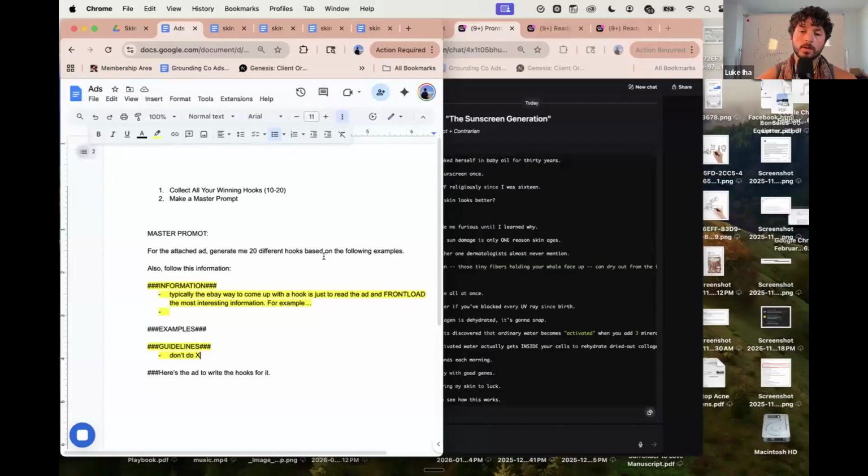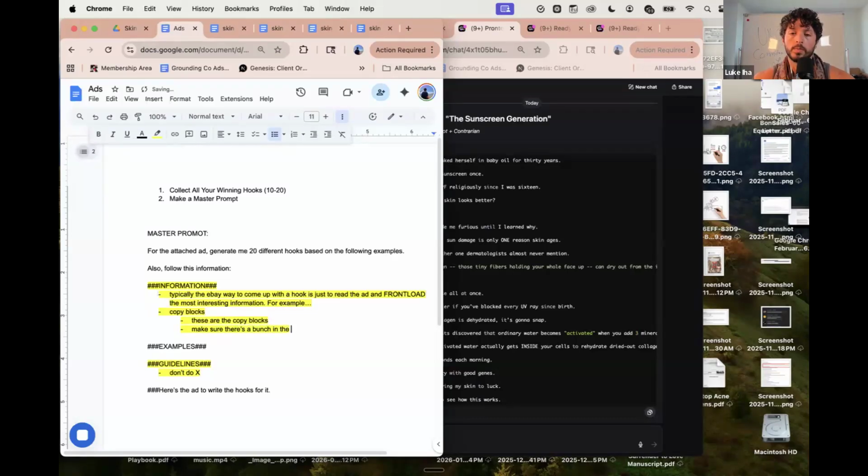Remember, we're writing hooks, right? Yeah, you could talk about reptile brain. We didn't go too deep into it. There's one other concept that we covered, and I think we actually talked about why it's really important, specifically for hooks and headlines. You guys need some cobwebs cleared. Copy blocks. Copy blocks are so important, right? These are the copy blocks. Make sure there's a bunch in the opening hook.